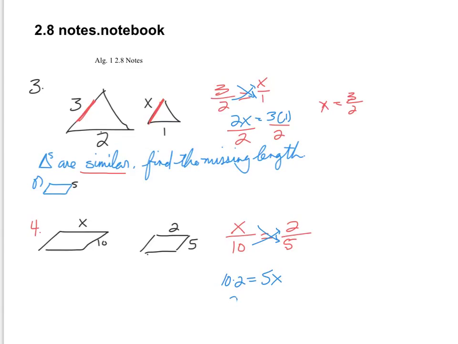We know that 10 times 2 is 20, which is equal to 5x. Let's change colors. Divide both sides by 5. We're going to end up with x is equal to 4. So our missing side length in the parallelogram is going to be 4.